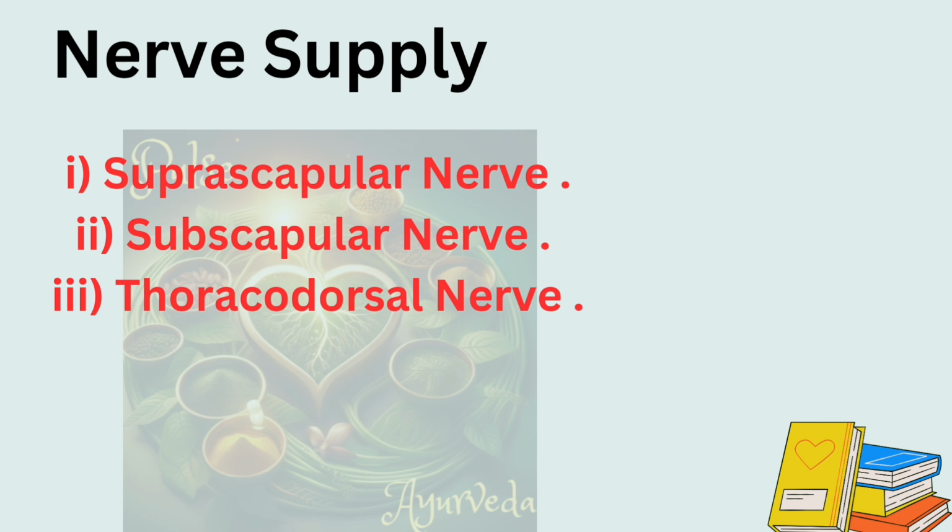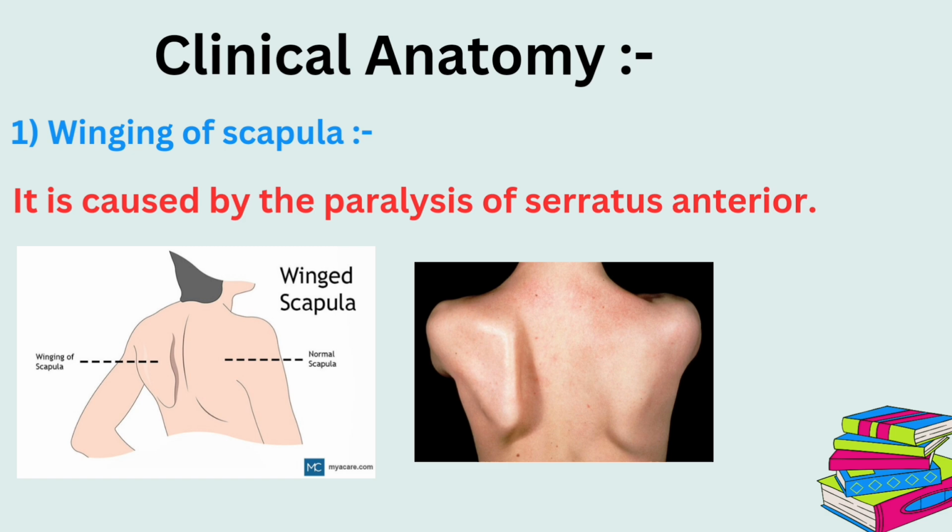Then we can see the clinical anatomy of scapula. Winging of scapula. The word winging means hanging. It is caused by the paralysis of serratus anterior muscle. In this image we can see that one side is a normal scapula and the other is a winged scapula. So winged means a hanging part, as you could see in both images. Both images are clearly defined, and we could see the winging of scapula.